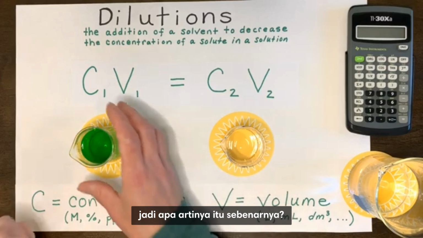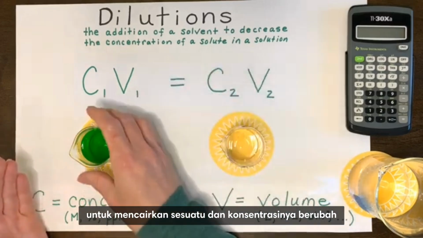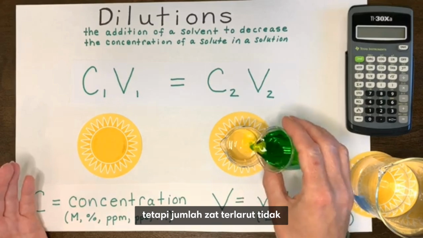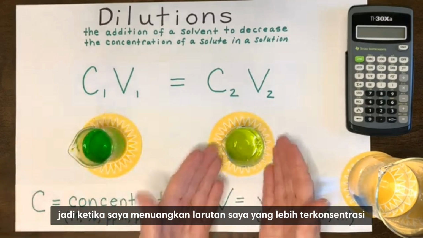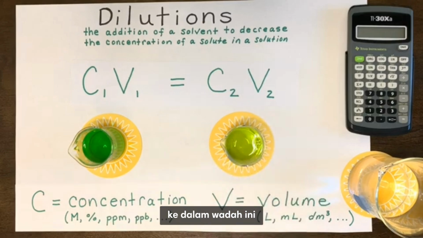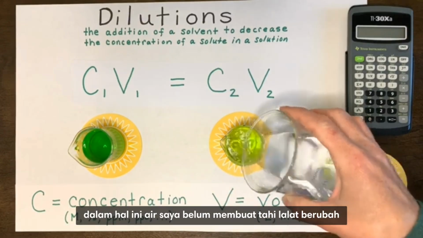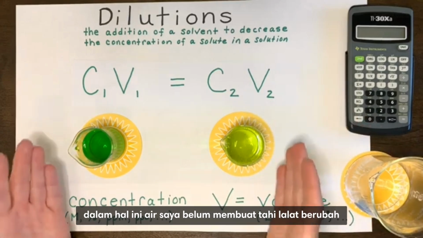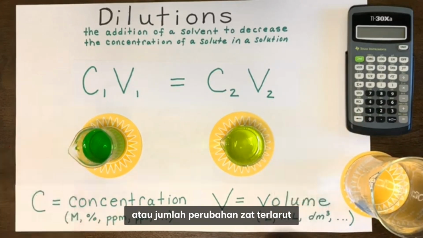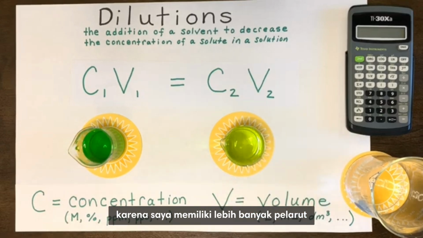So what does it really mean to dilute something? The concentration changes, but the amount of solute does not. That's what makes this formula work. So when I pour my more concentrated solution into this container, and then all I do is add more solvent, in this case water, I haven't made the moles change or the amount of solute change. I have only changed the total concentration because I have more solvent.